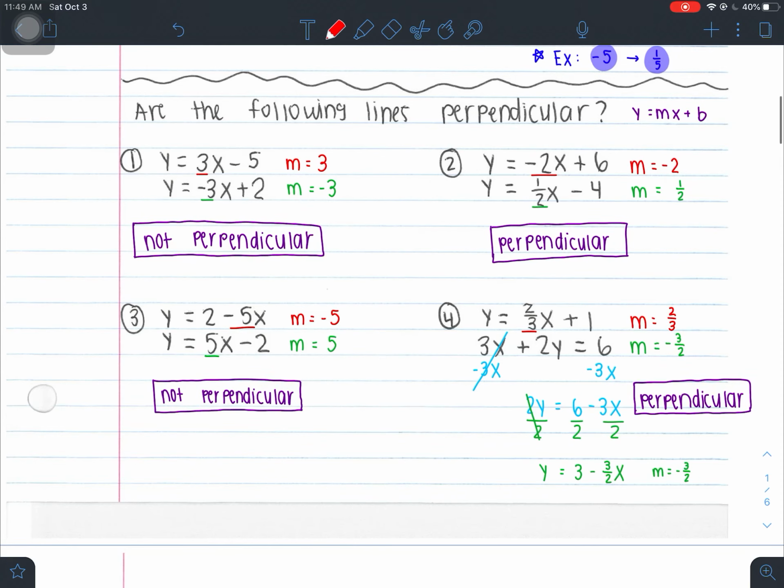And then when you're determining whether 2 lines are perpendicular or not, always look at the slopes, get y by themselves, and then see if they're opposite reciprocals of each other.